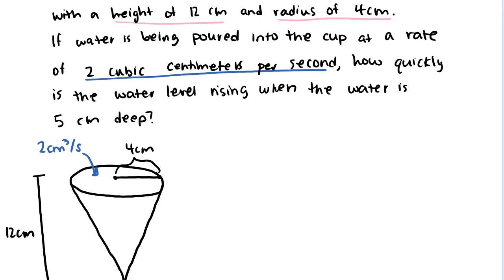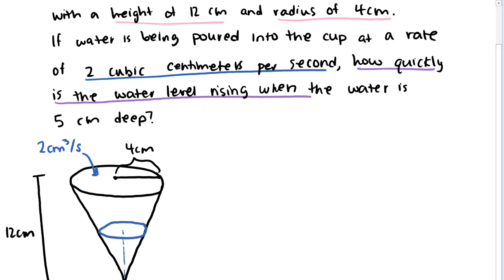And we want to know how quickly the water level is rising when the water is 5 centimeters deep. So the idea is that water is being poured into this cup, and it's making another cone at the bottom of this cup. And we want to know how fast the height of this water is rising, specifically when this height is 5 centimeters. This cone at the bottom is 5 centimeters deep.